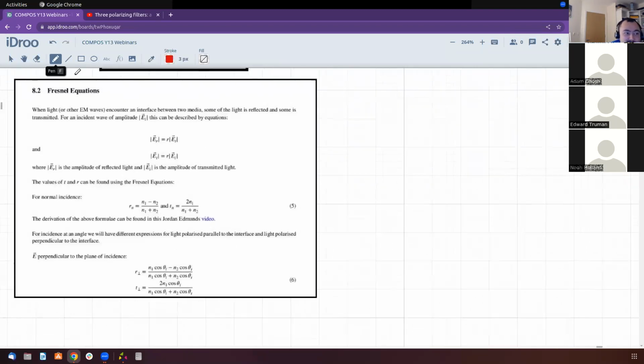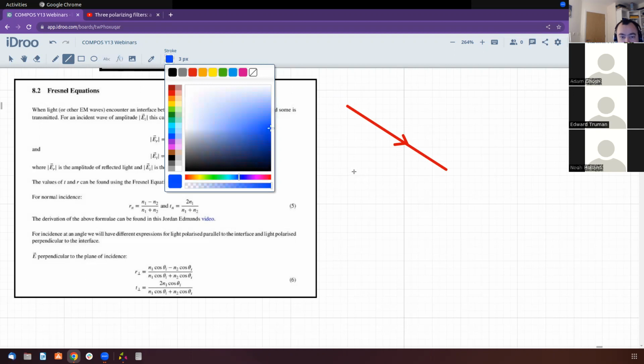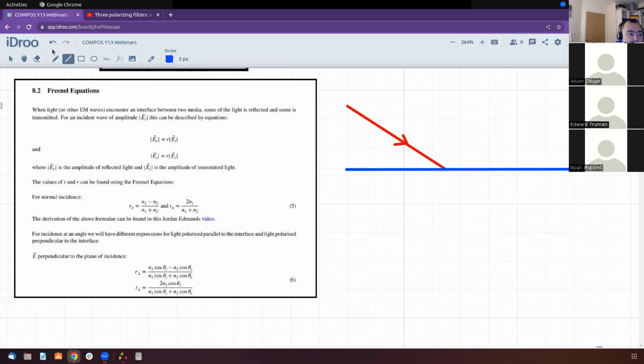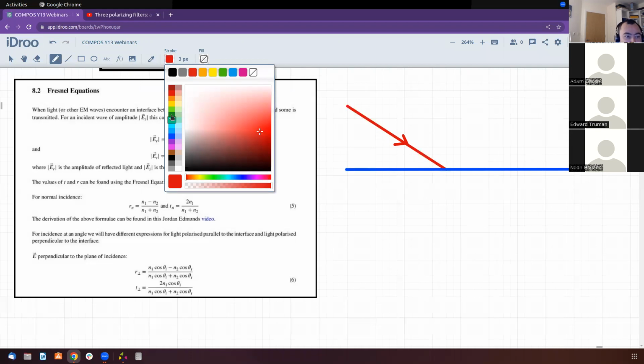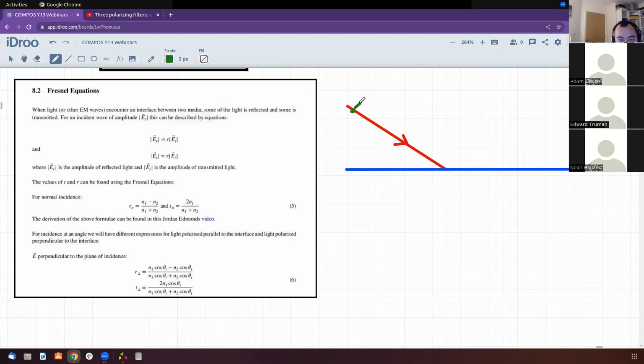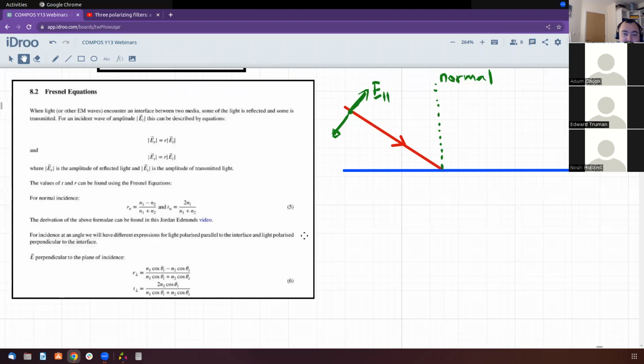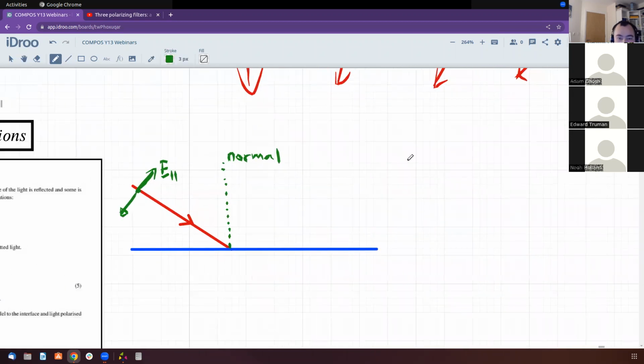Anyways, when light comes in, we split the light into two components. A light incident at a surface has two components. The parallel component. Parallel to what? It's parallel to the plane of incidence. So this is the normal. The plane of incidence. Let me write that down.